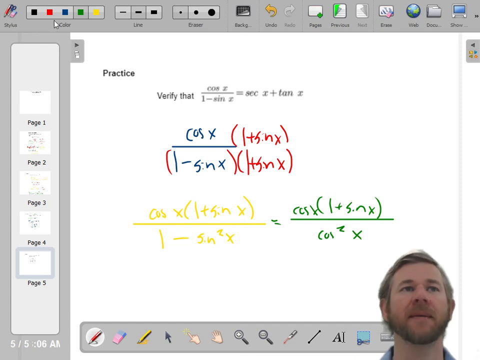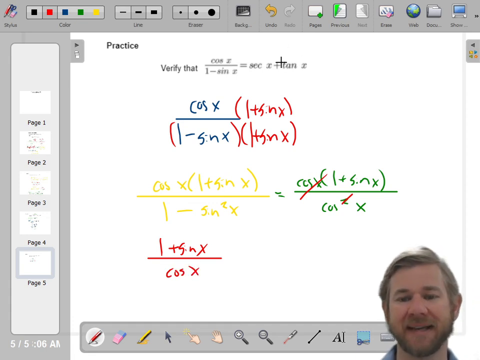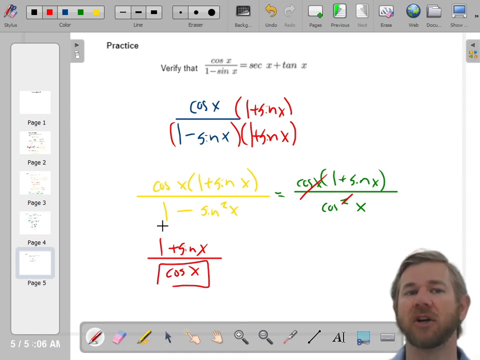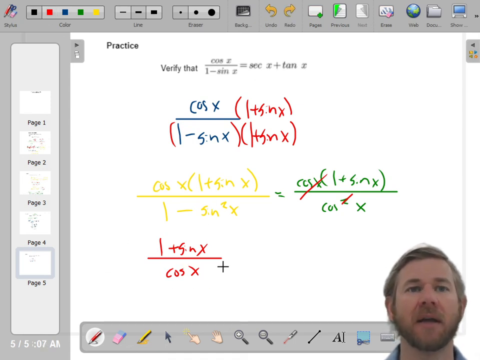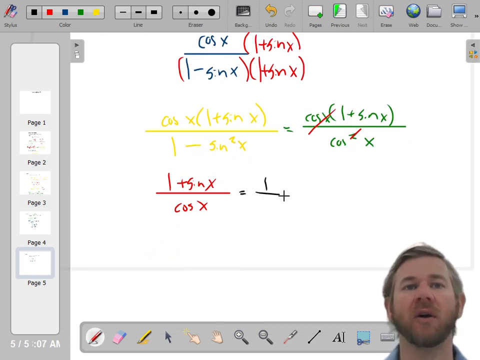And this is the cool thing, is now you can cancel out one of these cosines, and you have 1 plus the sine of x over cosine of x. It's like, man, we're almost there, but I'm trying to get secant plus tangent. How am I going to get secant plus tangent? This is one where if you have a single term, a monomial in the denominator, it might be beneficial to split this fraction up. 1 over the cosine of x plus sine of x over cosine of x.